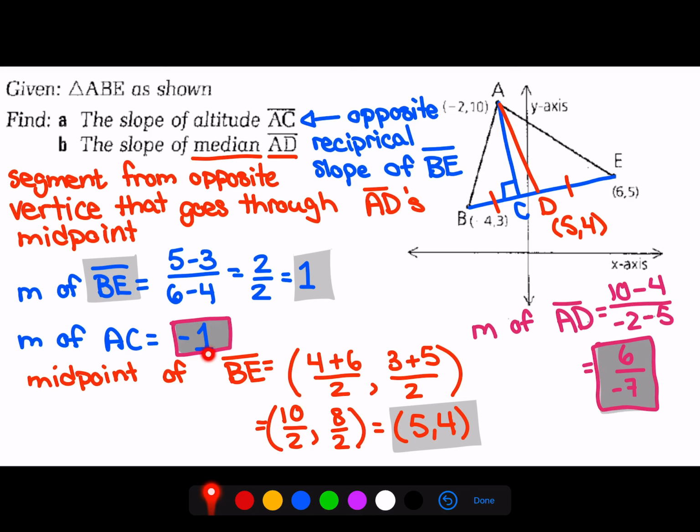So again, here's the answer for A, negative 1. The answer for B, negative 6/7.